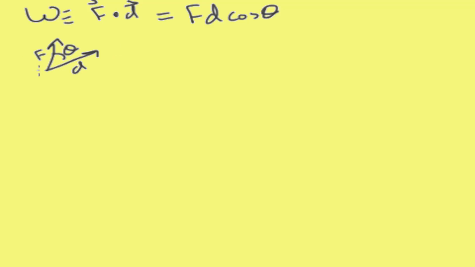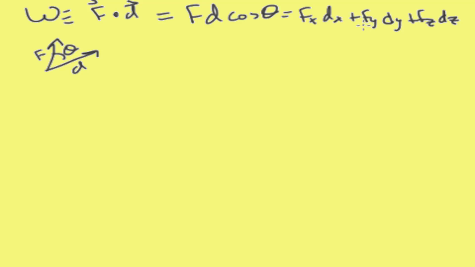So if these are at 90 degrees, then no work is done, and if they're purely parallel, so if the force and the distance are in entirely the same direction, then it's just F times d. This can also be written as the x component of the force times the x component of the distance, plus the y component of the force times the y component of the distance, plus the z component of the force times the z component of the distance.